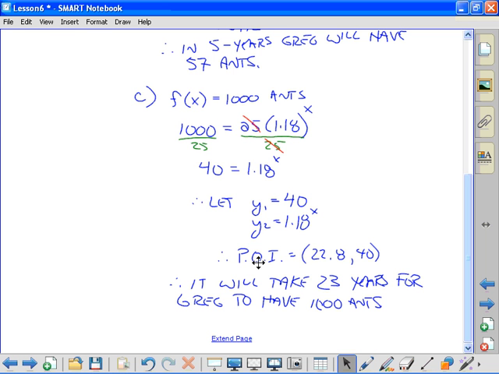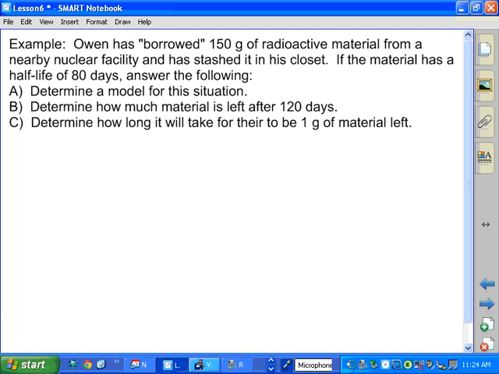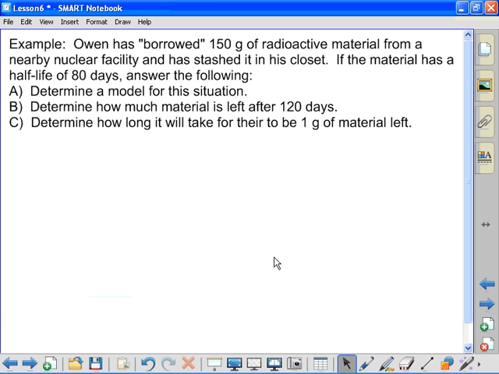Okay. Moving along to the next example here. So in the next example, Owen has borrowed 150 grams of radioactive material. And I can't stress enough, this is not recommended activity to be following or performing. And he did it from a nearby nuclear facility and stashed it in his closet. If the material has a half-life of 80 days, answer the following. So a couple of things that stand out, other than the fact that Owen's doing something that's completely illegal.